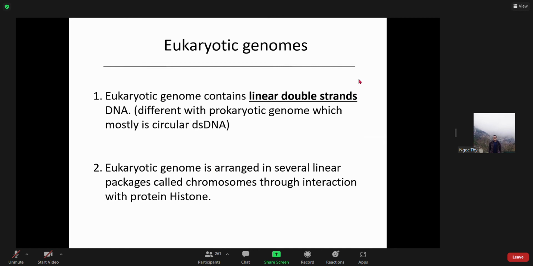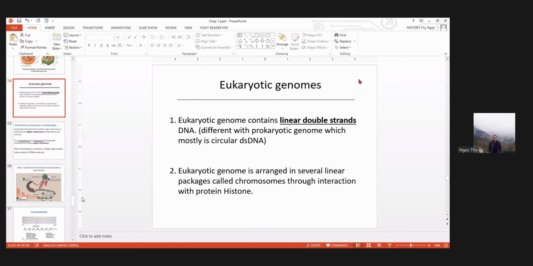So normally, the eukaryotic genome is linear DNA. It is different from the prokaryotic genome, which is mostly circular double-strand DNA. It is compacted with the protein called histone.